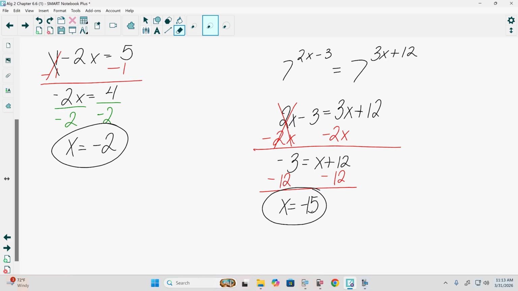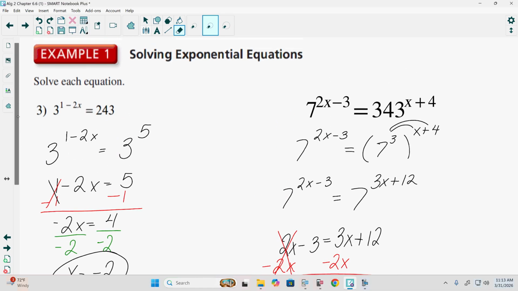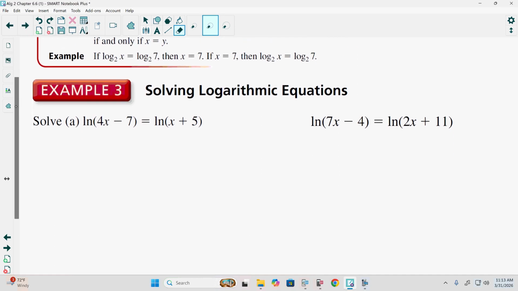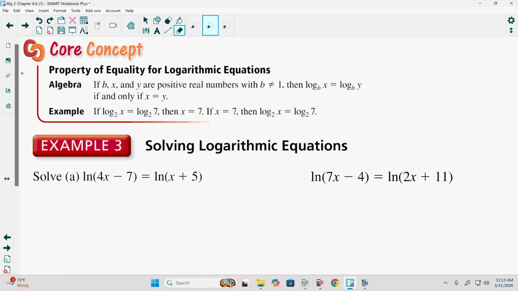So your way works. It still gets to the same answer. No, it's x equals negative 15. Either way works. It just depends on how we move the first thing. Still gets to the same value. Still gets to the same solution.